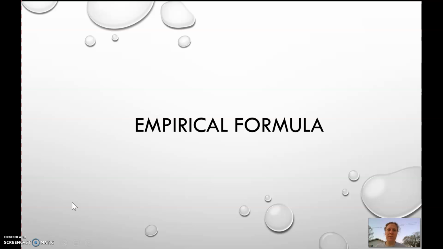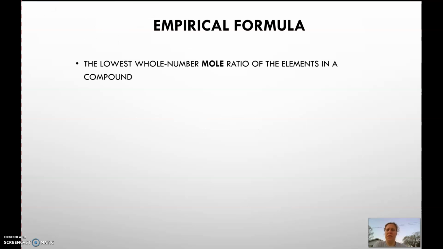Today's topic is called Empirical Formula. Here's the fancy definition: it is the lowest whole number mole ratio of elements in a compound. That's like cracking open a chemistry textbook. Examples are H2O, CH2, and CH2O. Those are all empirical formulas because you can't reduce them anymore, and that's the important part.